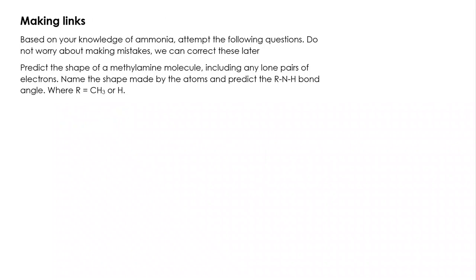Right, making some links. Based on your knowledge of ammonia, attempt the following questions. Predict the shape of a methylamine molecule. Where are the lone pairs? What would the shape be? And what would be the R-N-H bond angle, where the R is a CH3 or an H?